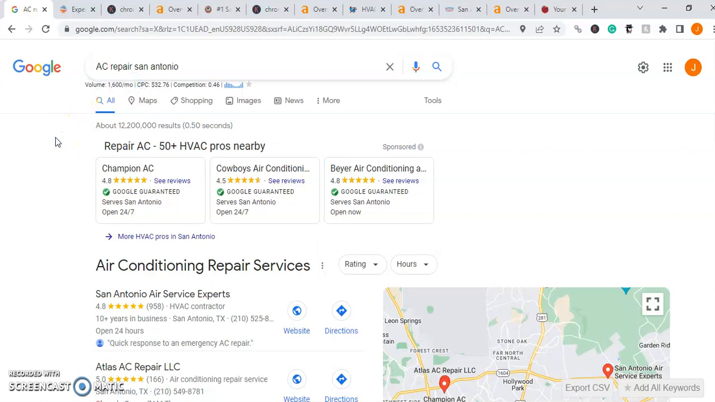Now, to get an idea, that's not the only thing that we're limited to, but we're going to focus on this search term for the sake of time in this video. However, you have to think that there's so much more volume out there because you have things like AC installation, AC repair near me, and just all these other variations of this search term. So definitely something to think about when you think about the grand scheme of things. But like I said, for this video, we're going to focus on this 1,600 volume search term.